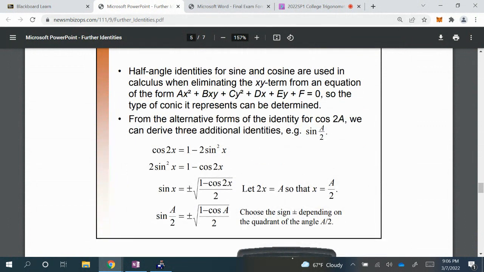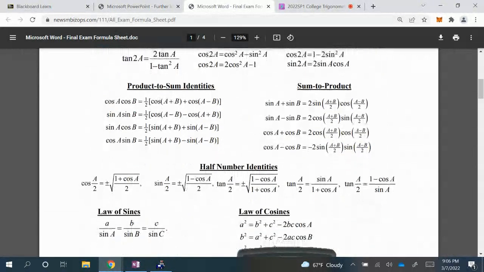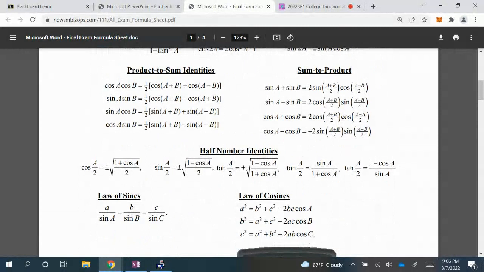I'm going to go back to the formula sheet just a second. The half number identities are underneath the product-to-sum and sum-to-product formulas. Let's take a look at the half number identities. This first formula is read as the half angle of cosine, and it's equal to plus or minus the square root of 1 plus cosine A divided by 2. In order to use this formula, you must know the cosine of A. You've also noticed that there is a plus or minus.